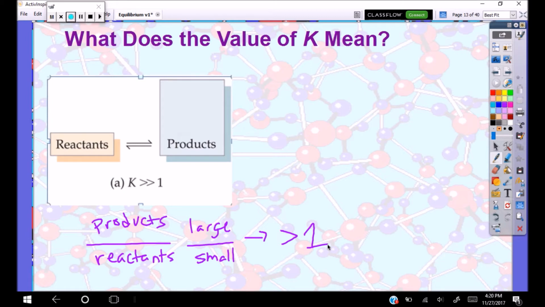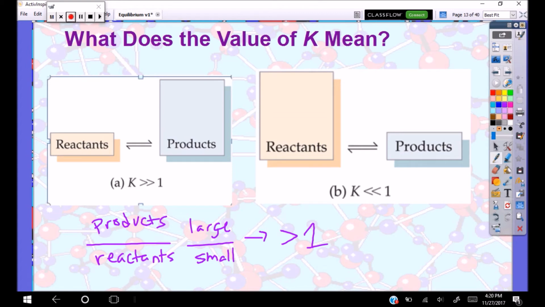If we're looking at the reverse direction, if reactants are greater than products, then you could have a small numerator and a large denominator, which gives you a decimal or a tiny fraction, which means our K value is going to be less than 1. So what that means is that when our K is greater than 1 and large, we are shifting to the right. We are favoring the forward process. When K is less than 1, we are favoring the reverse process.